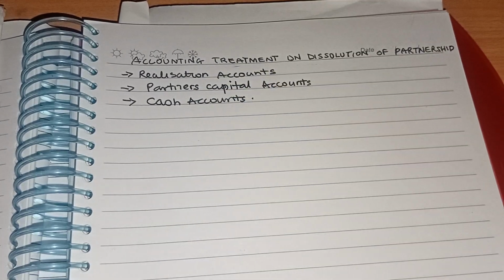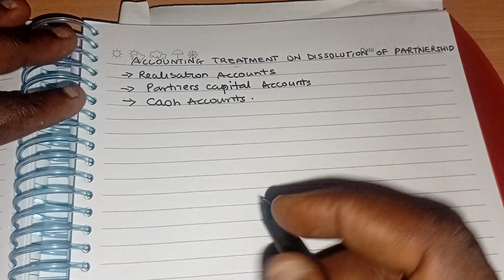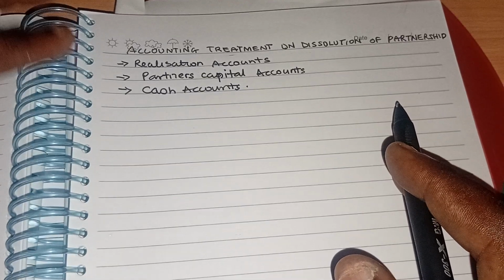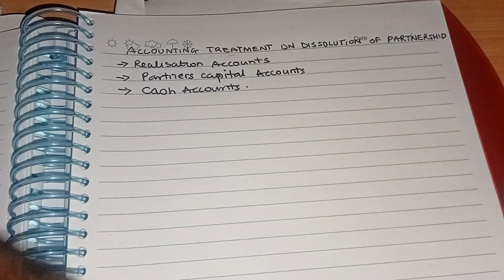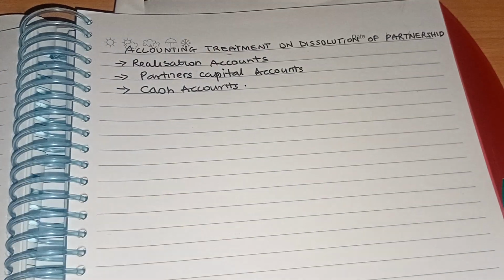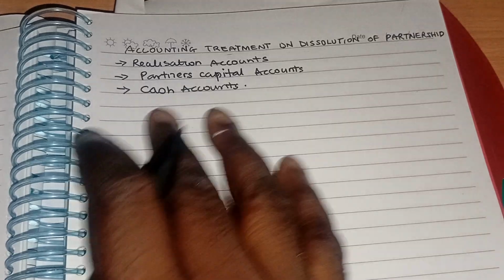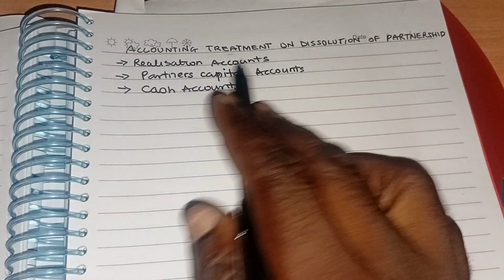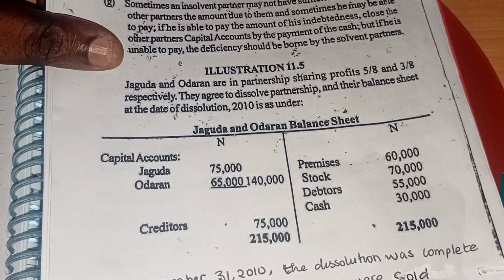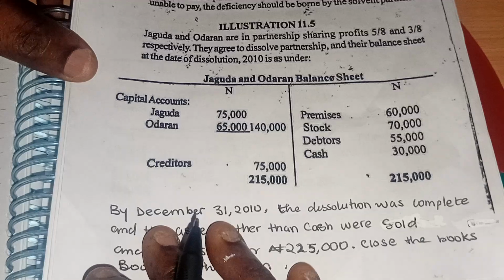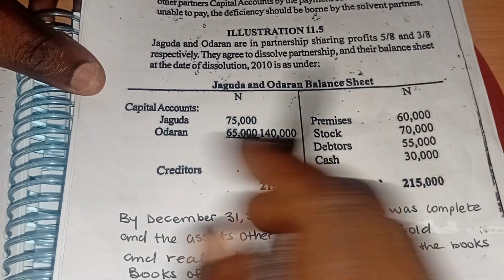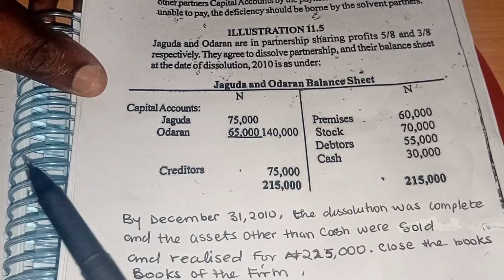Now, this account is for advanced financial accounting, which means that the student is required to have known the basics of partnership accounts. Okay, that is the assumption. So let me bring a simple question to illustrate the dissolution of partnership accounts. You can pause your video and write out this question so that you follow what we are doing.